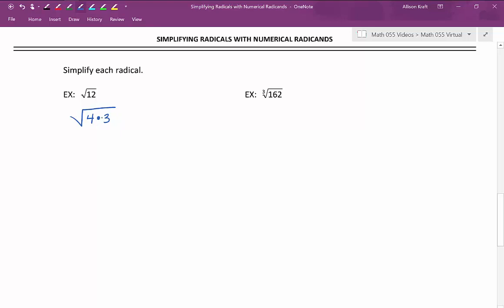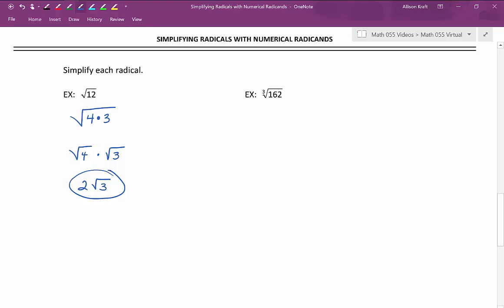Now we're ready for the product rule, which says that we can break this up into 2 square roots. This is the square root of 4 times the square root of 3. And the square root of 4, well, that's a perfect square. It's just 2. This simplifies to be 2 times the square root of 3.